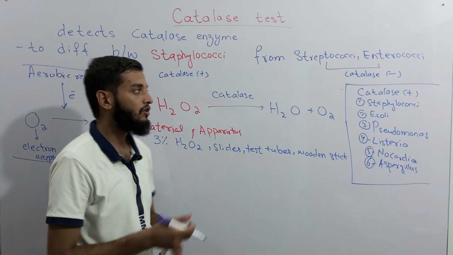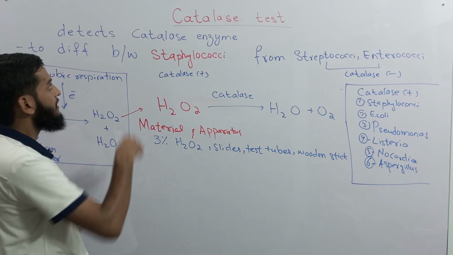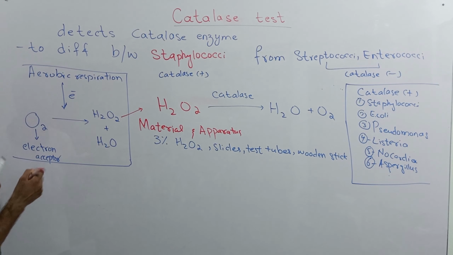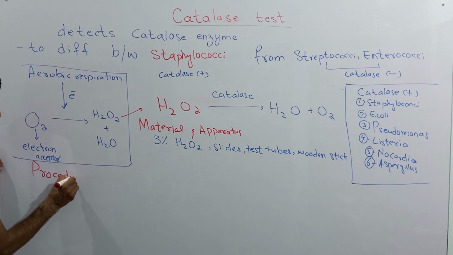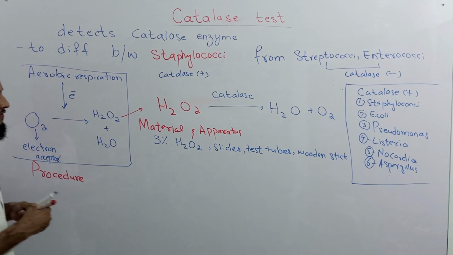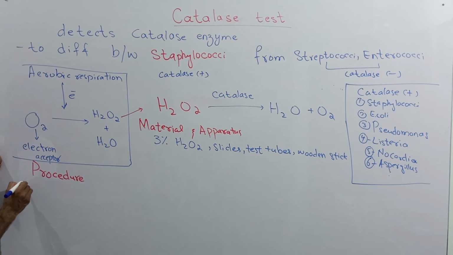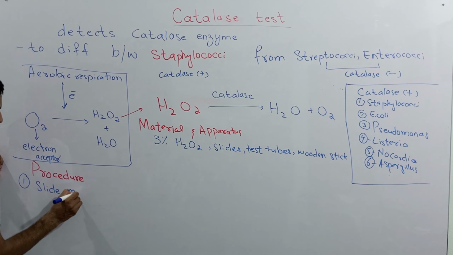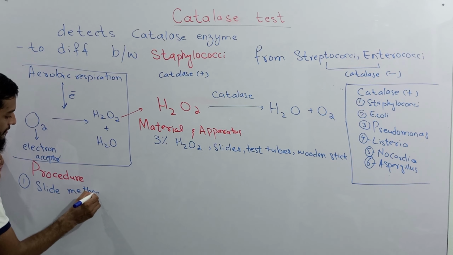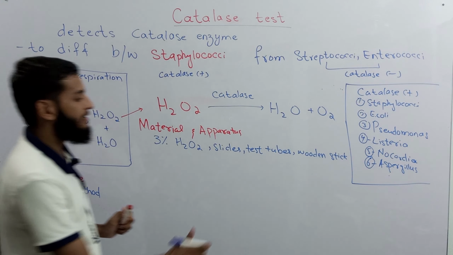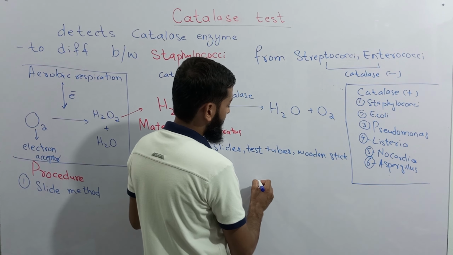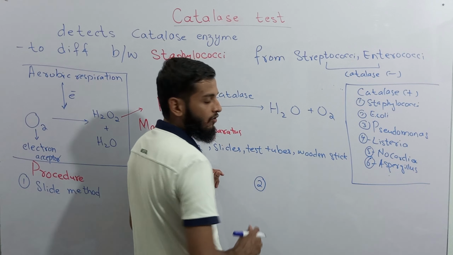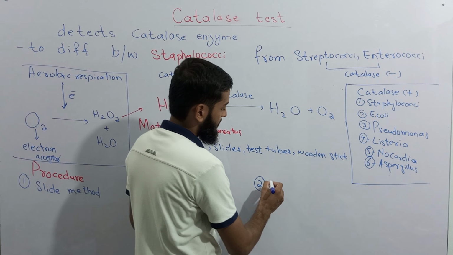Now, talking about the procedure of catalase test, it can be performed in two ways. First, it can be performed by slide method, and catalase test can also be performed by test tube method.